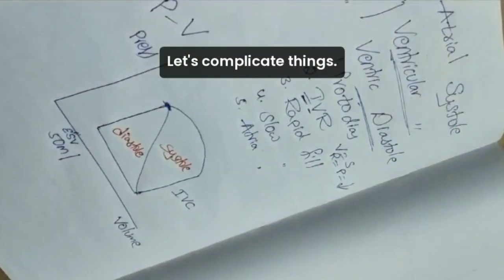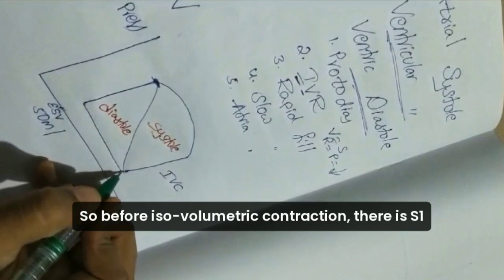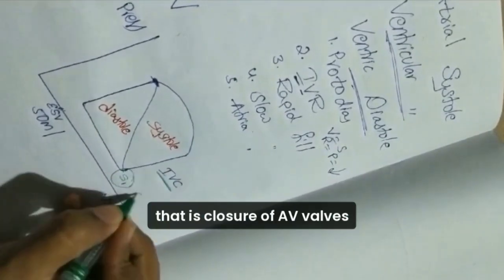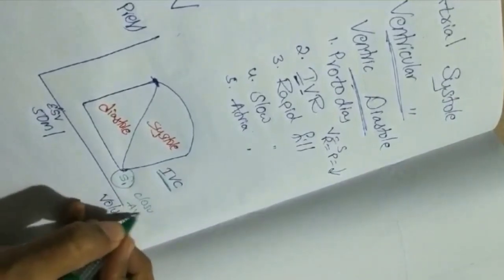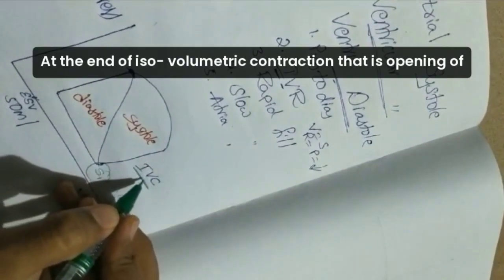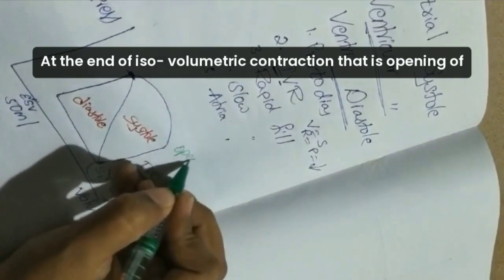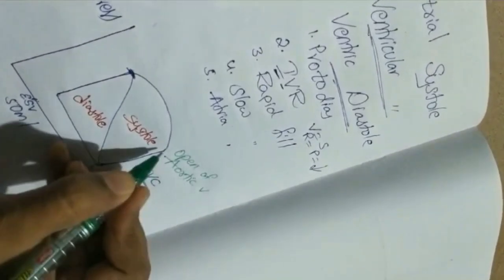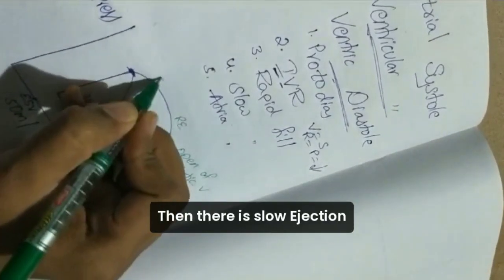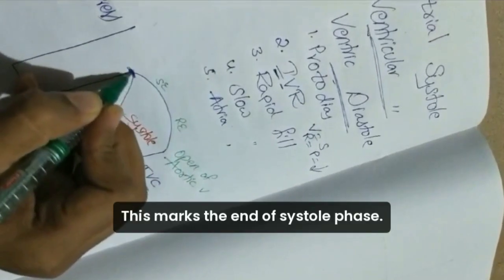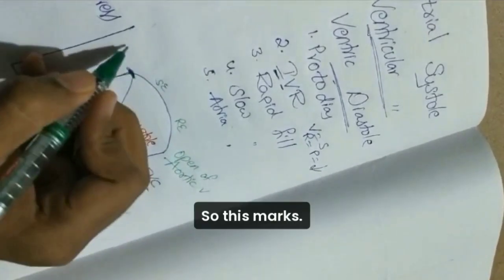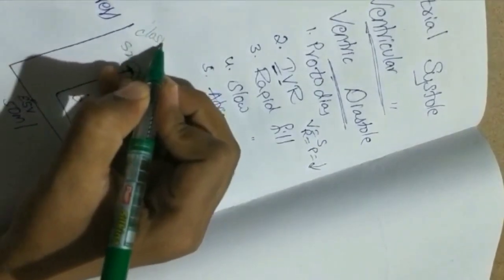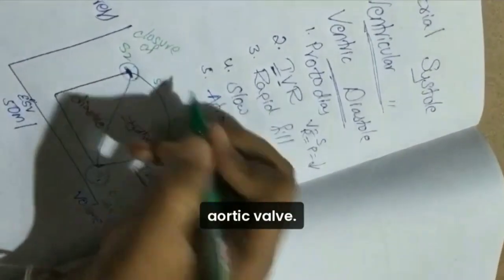Let's complicate things. So before isovolumetric contraction, there is S1, that is closure of AV valves. At the end of isovolumetric contraction, there is opening of aortic valve. This is rapid ejection, then there is slow ejection. This marks the end of systolic phase, no? So this marks S2. S2 means closure of aortic valves.